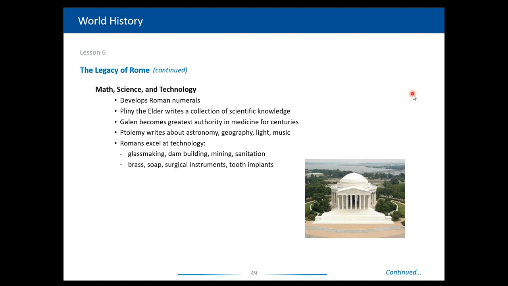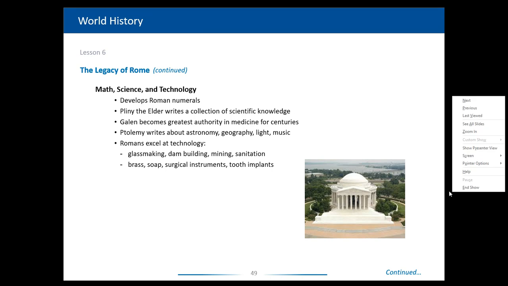And again, you see a picture here of the Jefferson Monument in Washington, D.C., which is modeled after the Roman architecture with the domes and the columns. And you see the architecture all throughout Washington, D.C.